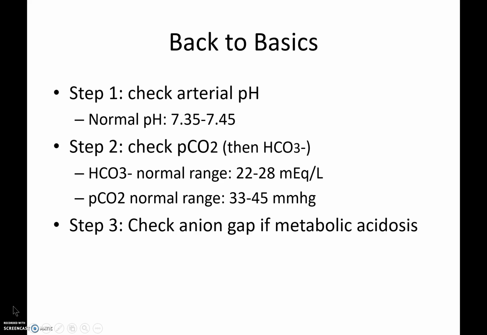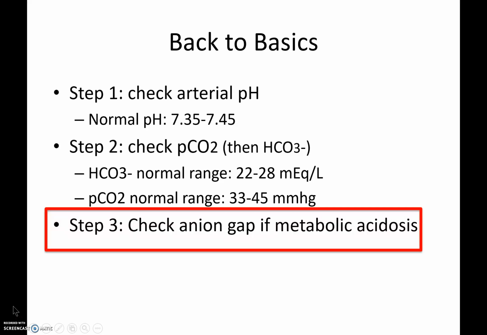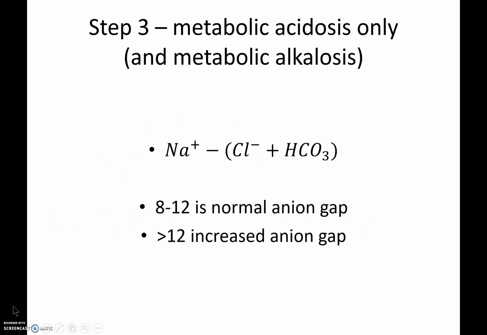Once you determine your primary disturbance, you can move on to step 3, and we'll move back to step 2 in just a little bit here for compensation, but let's talk about step 3 first, which is check your anion gap with metabolic acidosis. I put in the parentheses and metabolic alkalosis, because you want to make sure that you're having proper compensation, which once again we'll discuss.